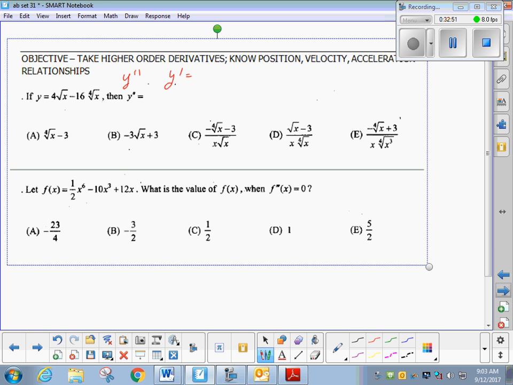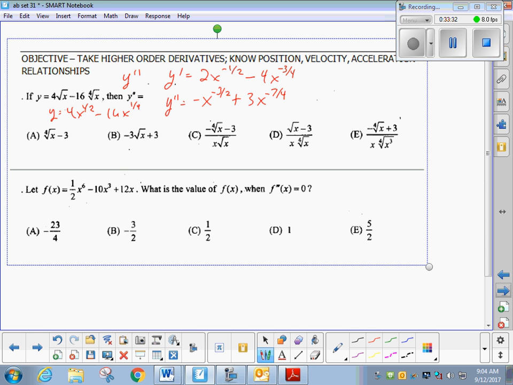If this is 4x to the 1/2 minus 16x to the 1/4, the derivative is 2x to the negative 1/2 minus 4x to the negative 3/4. That's the first derivative, right? So the second derivative is negative x to the negative 3/2 plus 3x to the negative 7/4. Do you first of all agree with my second derivative in its cleanest state? All right, so then the algebra.